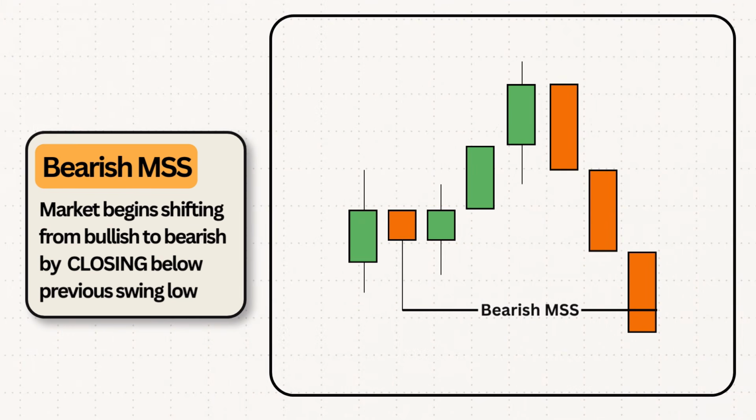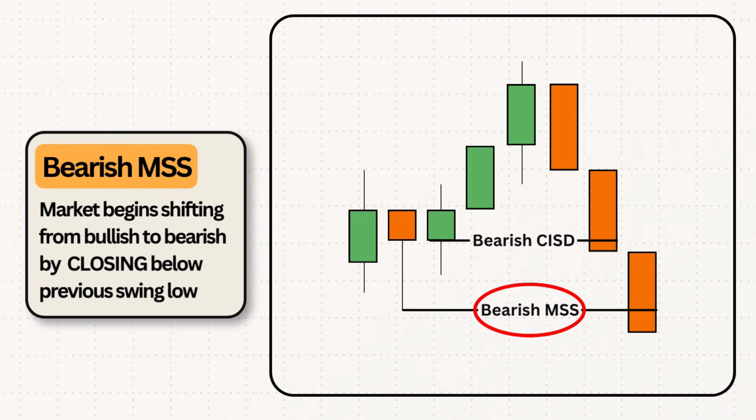With a bearish CISD, price only needs to close below the opening of the bullish delivery. But for a bearish MSS to be considered valid, price must actually close below the wick of a previous swing low. That shows the market may no longer be respecting the previous bullish structure that maintained the uptrend.